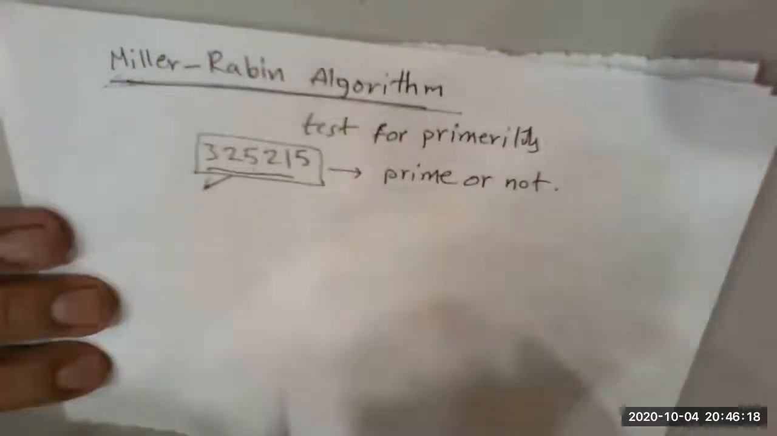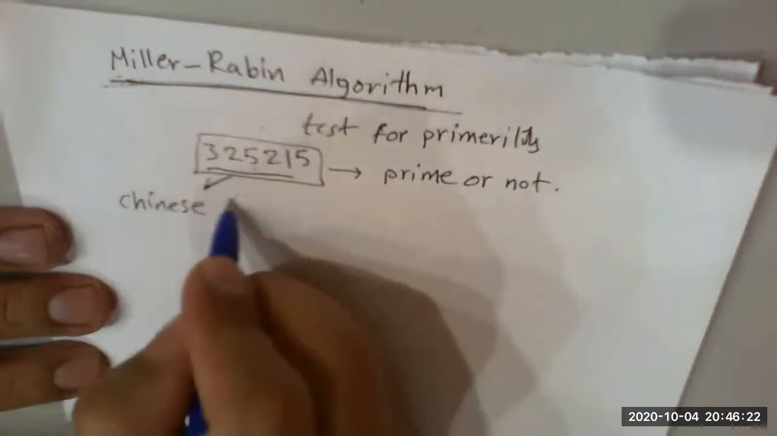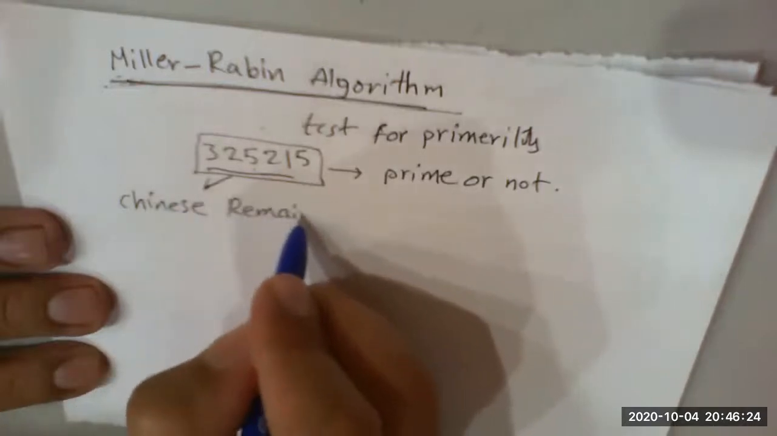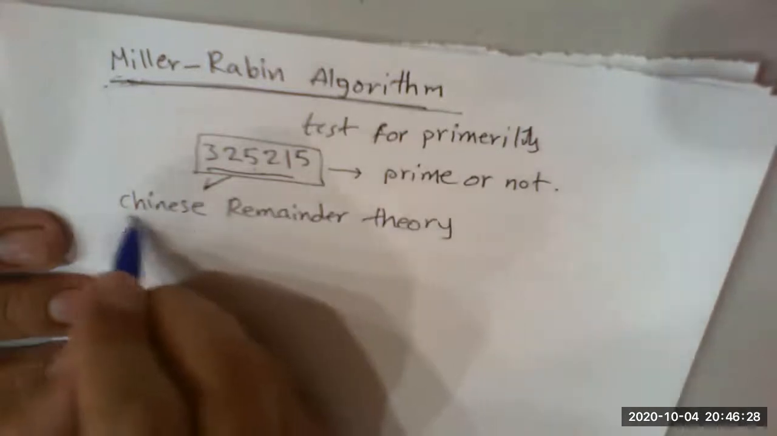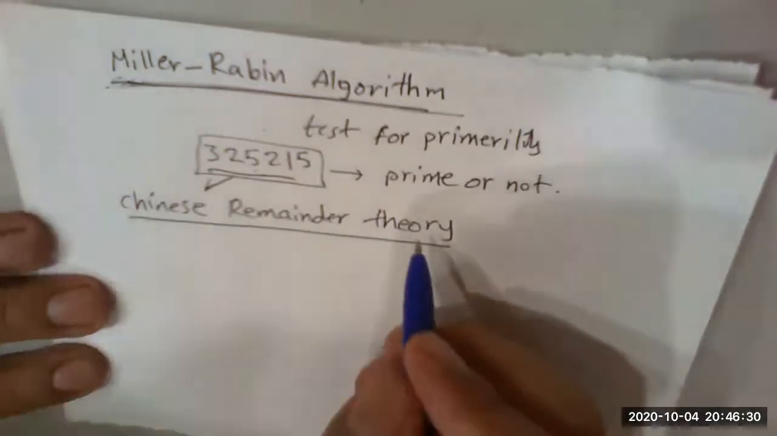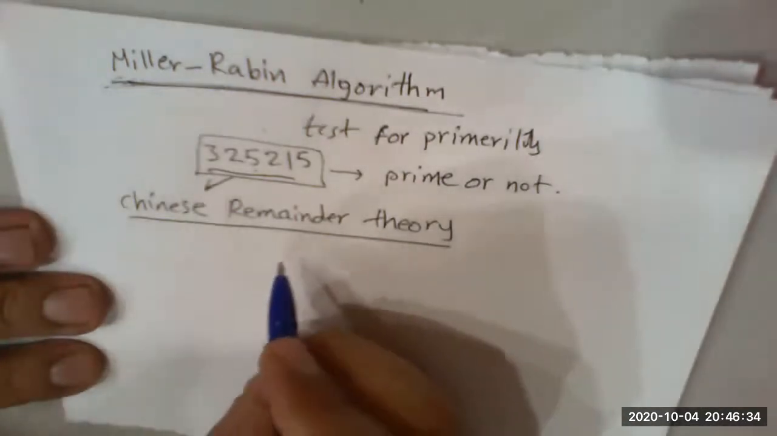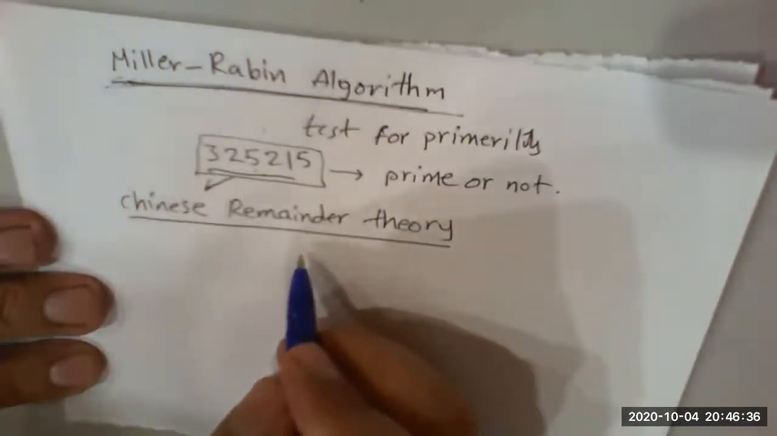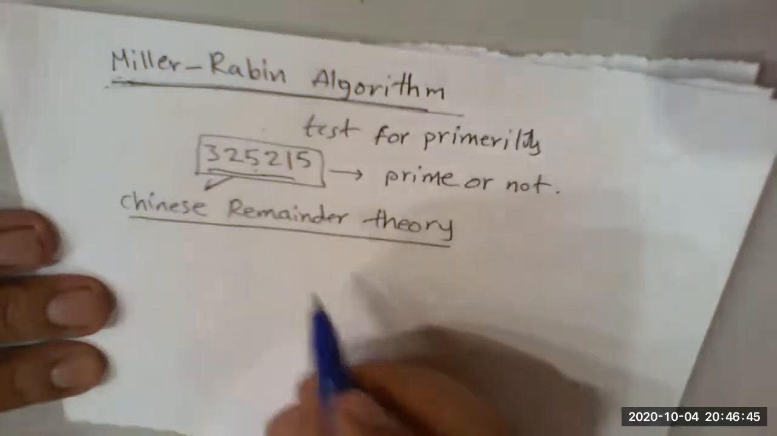Okay. There is a theory called the Chinese remainder theory. The theory states that it is possible to reconstruct integers from a certain range from their residues modulo a set of pairwise relatively prime moduli.